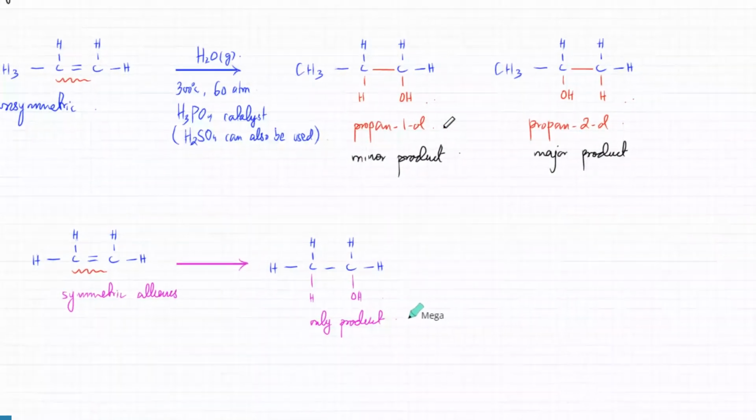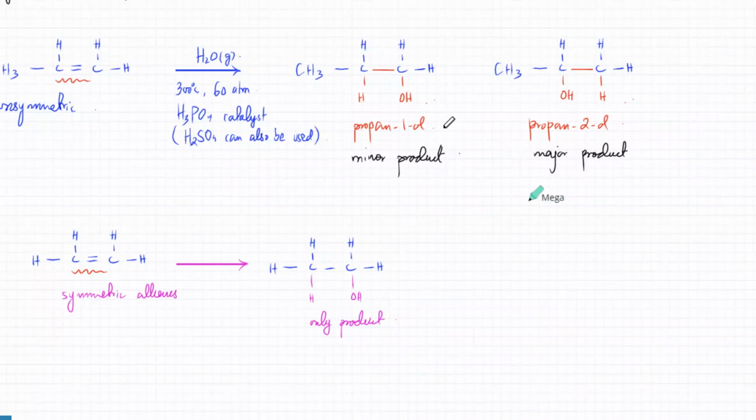So what you do is there's a rule for that. The explanation would come a lot later. Why is there a rule? Why does this rule work? We'll talk about that much later. The rule is known as Markovnikov's rule.